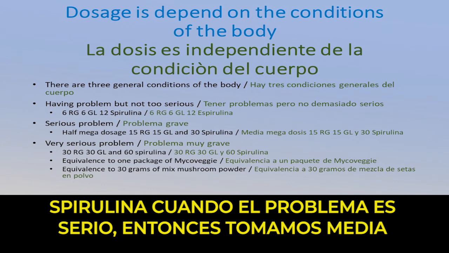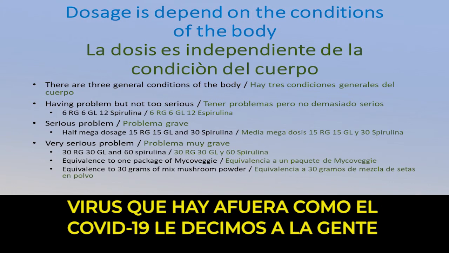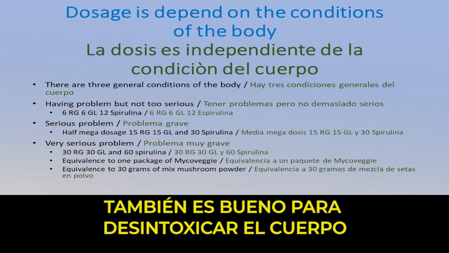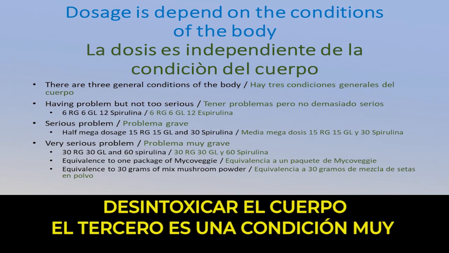Then when the problem is serious, we go for half mega dosage: 15 Rg, 15 Gl, and about 15 to 30 spirulina. Now there are many viruses in the market, the endemic of COVID-19 and everything. So we ask people to use half mega dosage for prevention. This is also good to detox the body, so we can take it for 1 month, 2 months, to detox the body.